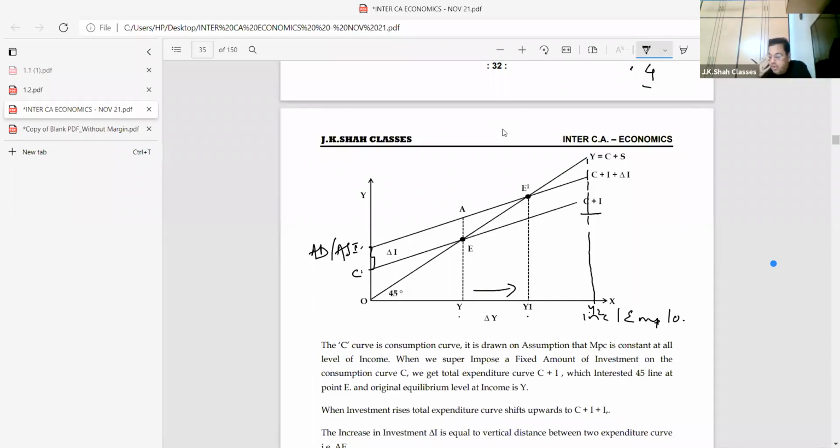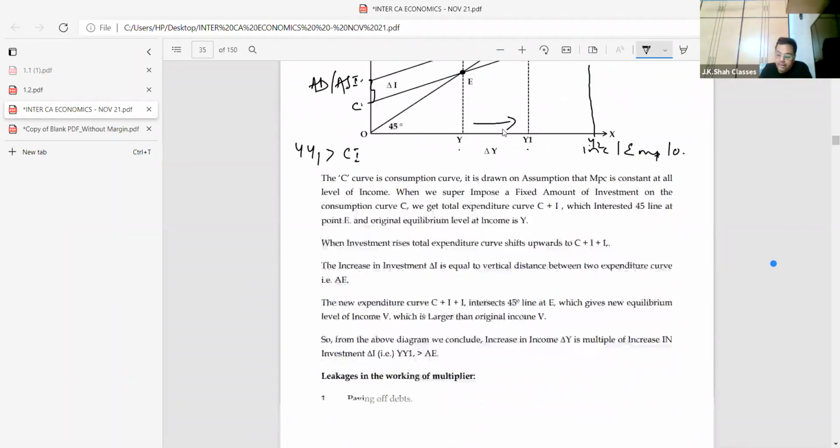What you could make out is that this gap is smaller and this gap is bigger. You getting my point? This gap is smaller, this gap is bigger. So can I say Y1 is greater than CI? So the increase in income is more than the increase in investment, that is the multiplier. So it gives you the multiplier effect.